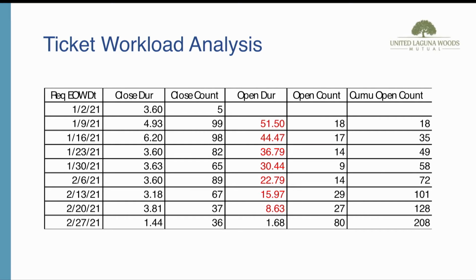Column C is the close count. But the question is looking at column D: the open duration is a little bit extra long. Column E is the open count. We have 18 of them still open, 17 of them still open, 14 of them still open, and their duration is kind of long. So we need to find out why they are still open. Can we speed up so we can move all the open count into the close count and reduce the duration?